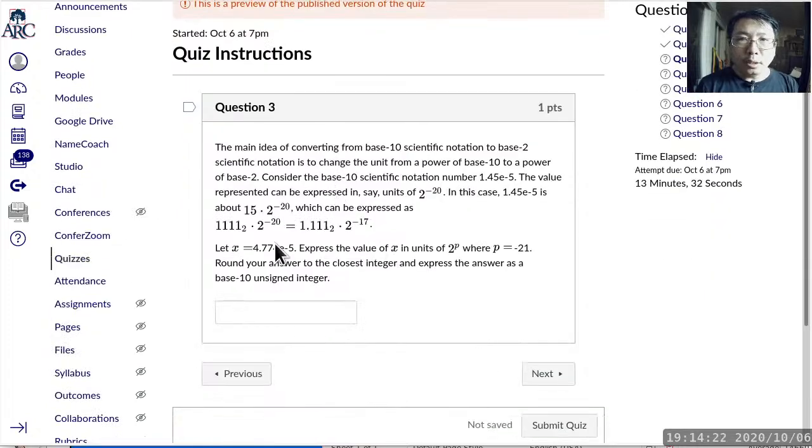So question number 3 is asking, let x equal 4.774 times 10 to the power of negative 5. Express this value in units of 2 to the power of negative 21. Okay, so to solve for this, you just have to divide, because all we're going to do is divide x by 2 to the power of negative 21. But the question also says round your answer. So this time you do have to do the rounding. Don't just give me the integer part. You have to do the actual rounding.